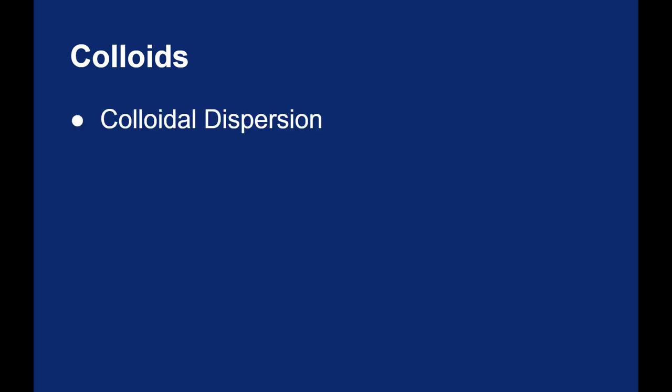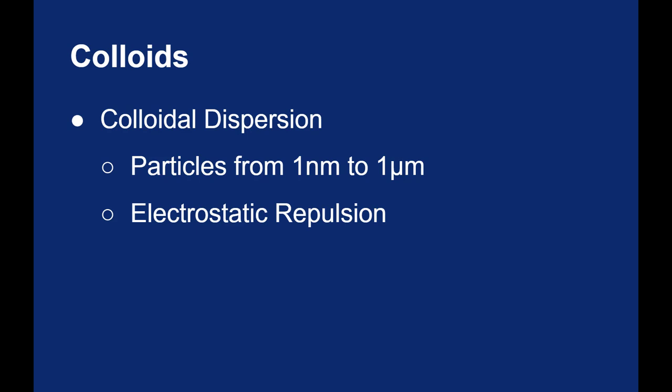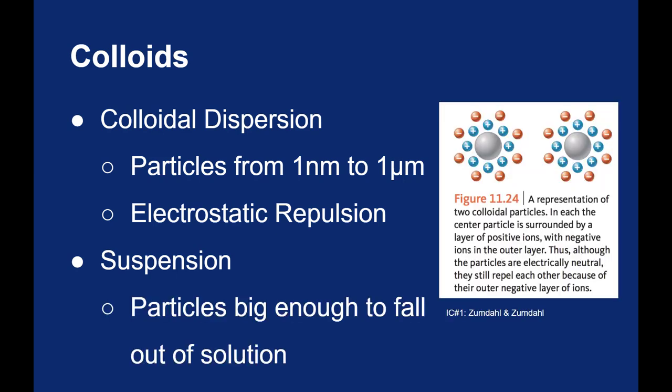Colloids are also referred to as colloidal dispersions, where small particles are dispersed throughout a medium. For colloids, the particles will range in size from a nanometer to a micrometer, or 1 nanometer to 1,000 nanometers. And the particles depend on similar charge to create repulsive forces, and they will be suspended by these electrostatic forces, overcoming any pulls of gravity that might try to separate them. Suspensions are also in that gray area, but in a suspension, the particles are a little bit too big, and so given enough time, they'll fall out of solution.